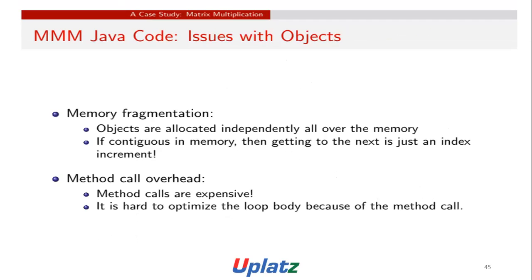Issues with objects: memory fragmentation. Objects are allocated independently all over the memory. If contiguous in memory, then getting to the next is just an index increment. Method call override: method calls are expensive. It is hard to optimize the body because of the method call.